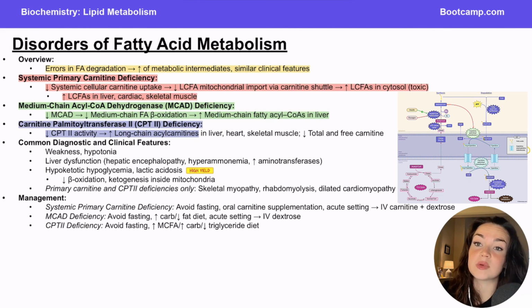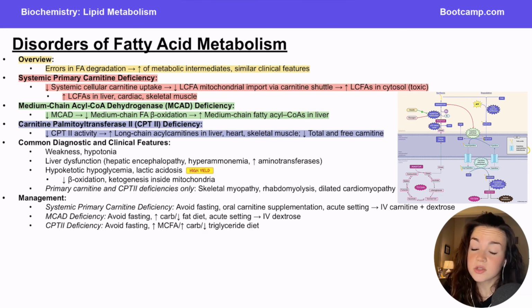So a decrease in CPT2 activity causes a buildup of long-chain acylcarnitines, specifically in the liver, in the heart, and in the skeletal muscle. So in this case, the problem isn't actually with getting carnitine into the cells. We just can't take the acyl group off of the carnitine. So all the carnitine is sequestered as acylcarnitine, and you get a decrease in the total and free carnitine.